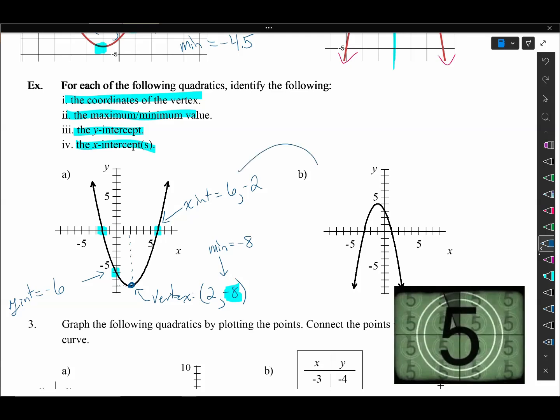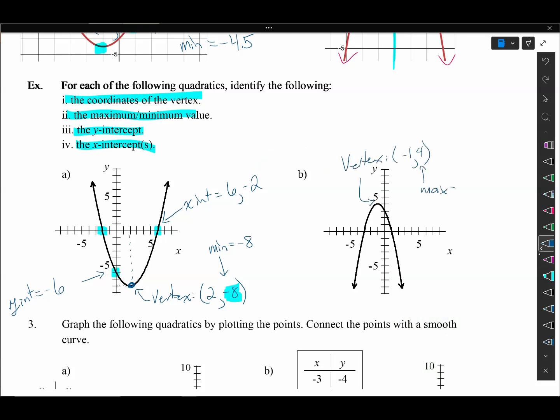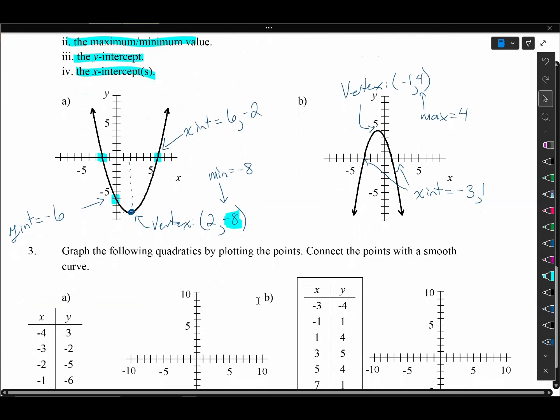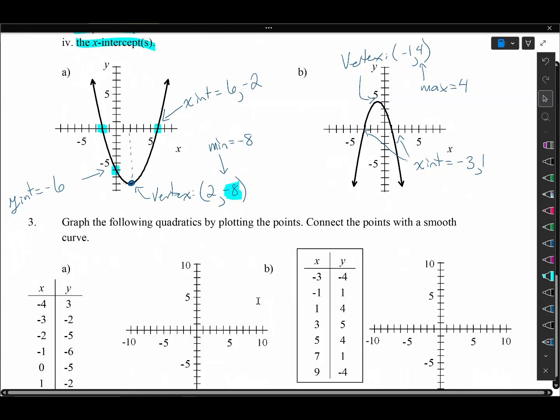I encourage you, pause the video, try out B. I'm not going to talk about it. I'm just going to show you the final answer. Good, fantastic. You can see the vertex, you can see the maximum and the x-intercepts. That's how you do it.